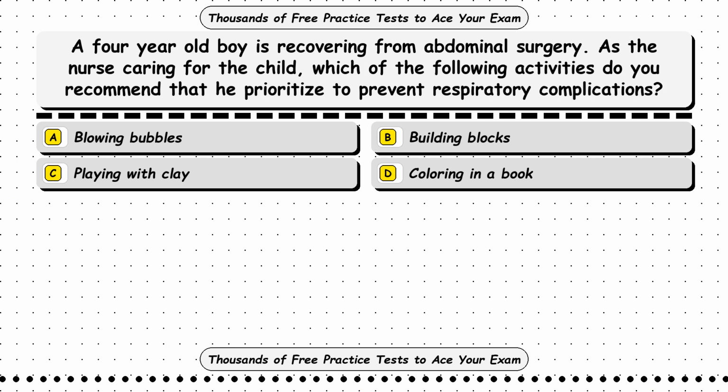Question 17. A 4-year-old boy is recovering from abdominal surgery. As the nurse caring for the child, which of the following activities do you recommend that he prioritize to prevent respiratory complications? Option A, blowing bubbles. Option B, building blocks. Option C, playing with clay. Option D, coloring in a book.